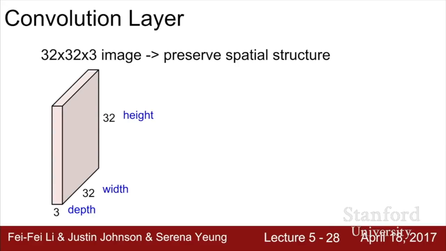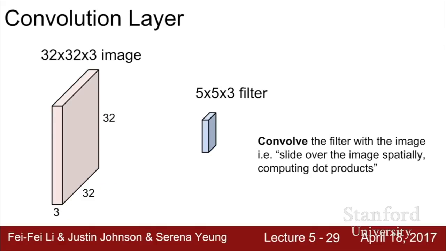And so a convolutional layer, the main difference between this and the fully connected layer that we've been talking about is that here we want to preserve spatial structure. So taking this 32 by 32 by 3 image that we had earlier, instead of stretching this all out into one long vector, we're now going to keep the structure of this image, this three-dimensional input. And then our weights are going to be these small filters. So in this case, for example, a 5 by 5 by 3 filter.